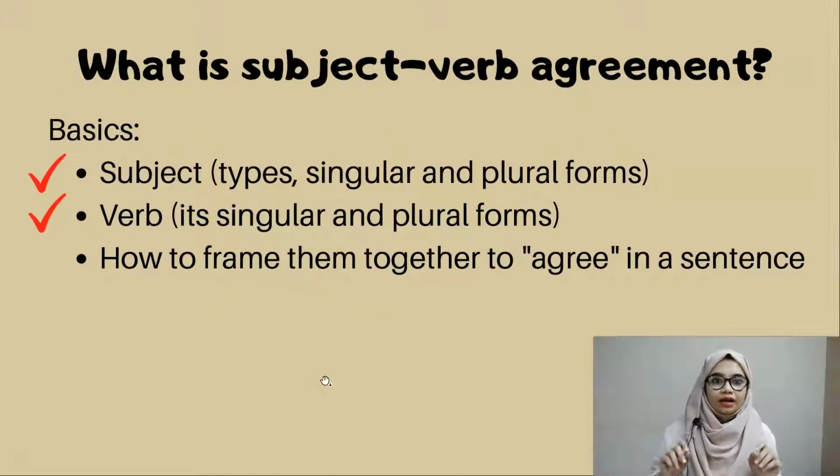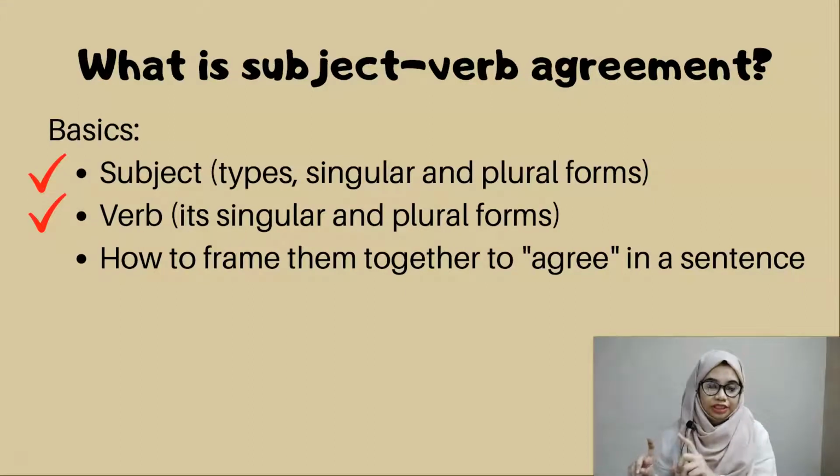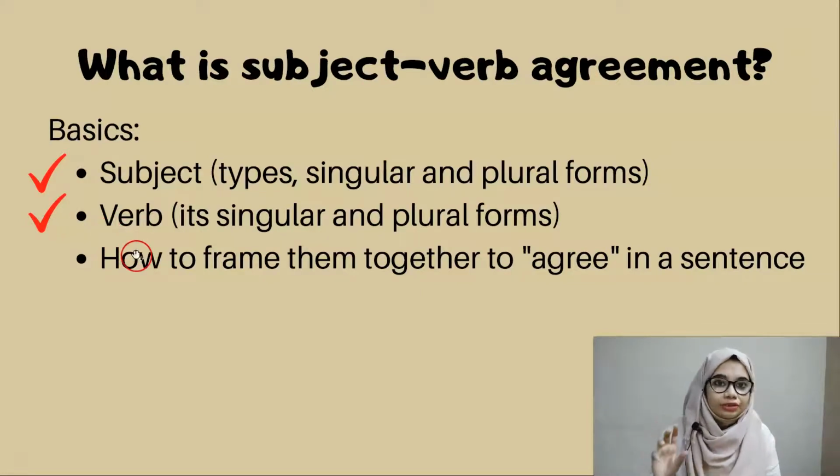Now, we had this list in the beginning of the video. We first needed to understand what is a subject, what is a verb, and then we are going to see how they agree with each other. Now, we are done with the first 2 points. If you have understood this, it will be easier to understand the final point. If you have not, you can go back and repeat the video. And just keep in mind that subject and verb are inverse when it comes to changing from singular to plural forms.